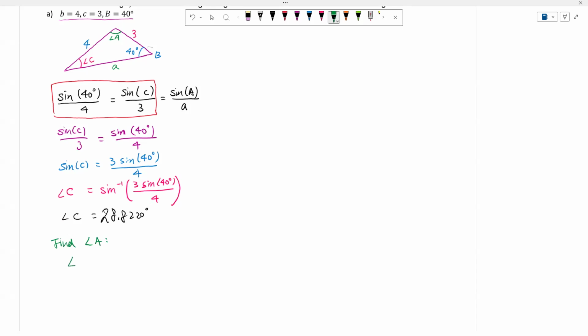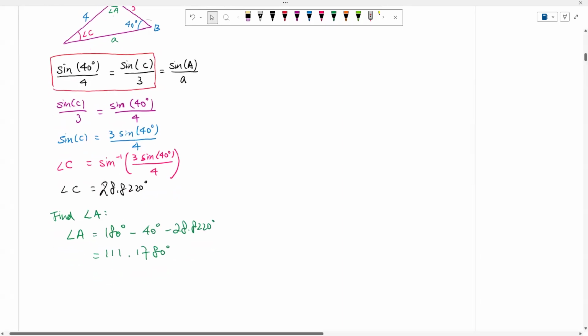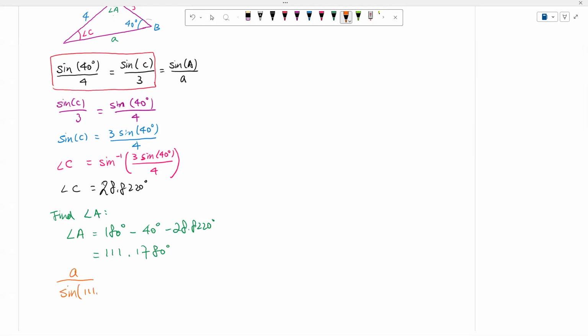So we know that angle A is equal to 180 degrees minus 40 degrees minus 28.8220 degrees, and it is equal to 111.1780 degrees. Then once we know the angle A, of course we will be able to find the side A. Then we could have A over sine of 111.1780 degrees is equal to, again, we could use the ratio of B and the angle B.